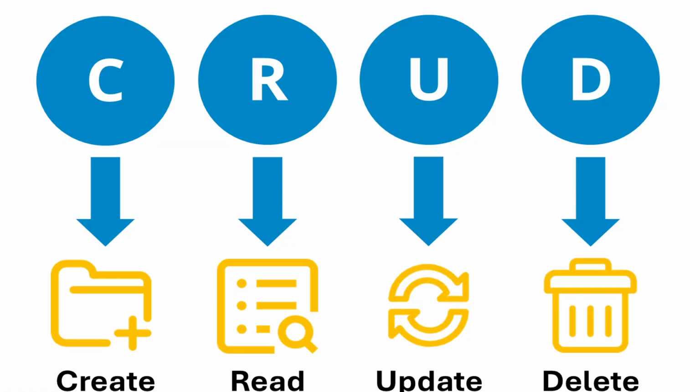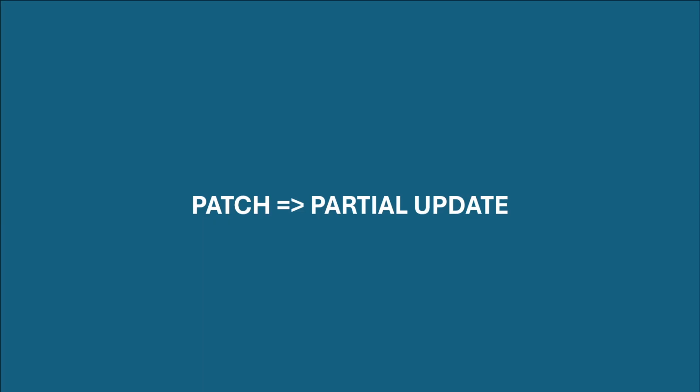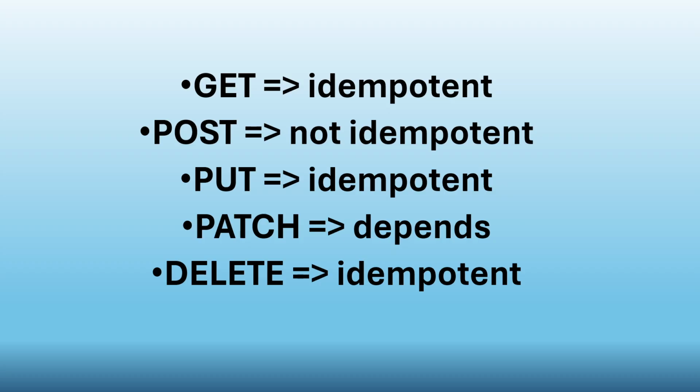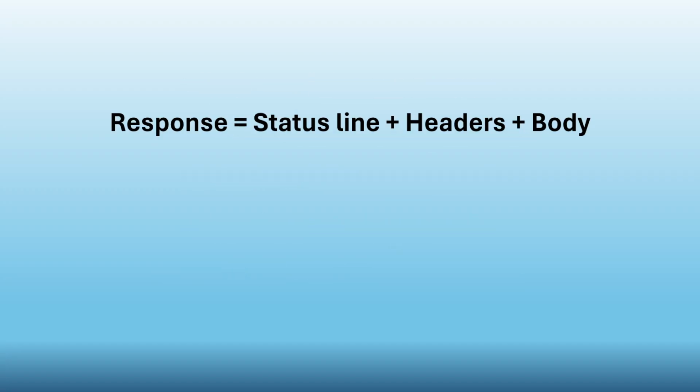Methods are a contract. GET for reads, POST for creates, PUT for replace, DELETE for removes, and PATCH for updates. Now the deeper concept, idempotency. It means repeating the same request produces the same result. Why does it matter? Retries happen. Mobile networks retry. Load balancers retry. If you don't design for it, you can create duplicates, double orders, double payments.